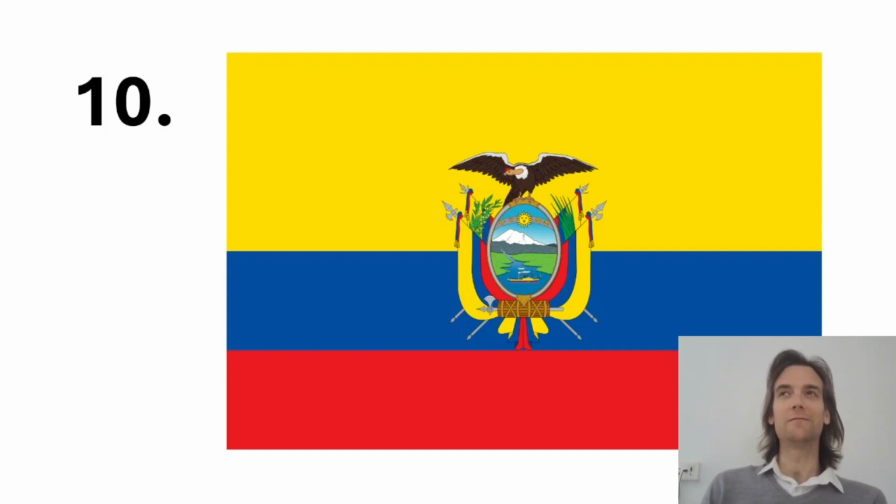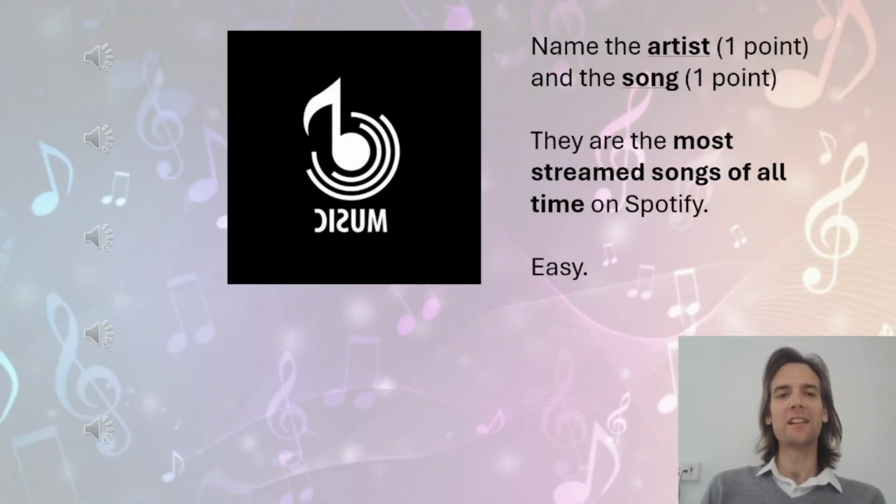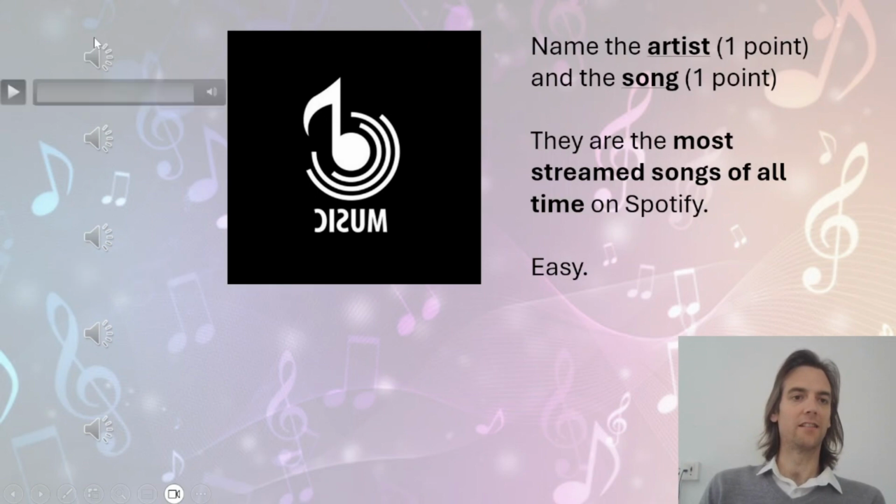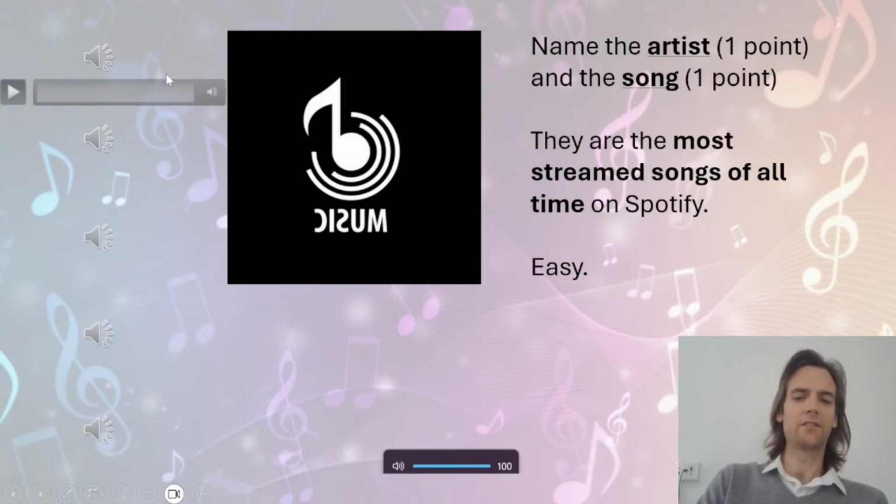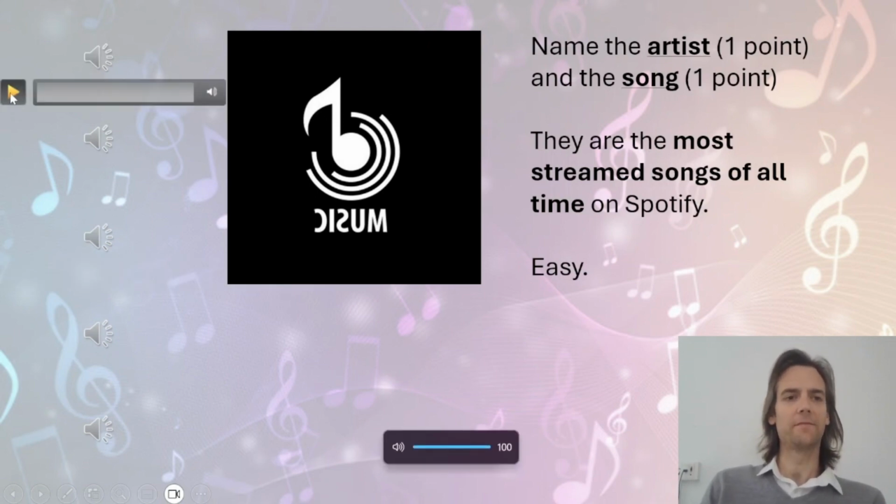And round 2, we've always got to have a music round. But as I said, I just threw this together quickly, so it's not quite as complicated as other music rounds I've done. Basically what I've done is I've got the 5 most streamed songs of all time on Spotify. You're going to get 1 point for naming the artist and 1 point for naming the song. So I'm going to play it. All you need to do is write artist, song for these 5 things. This should work, shouldn't it? Let's see.